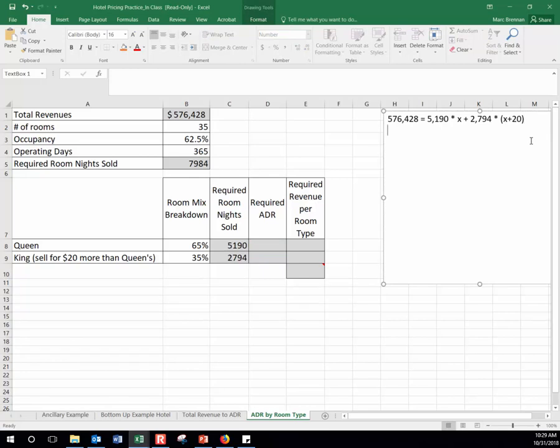So we'll keep $576,428, and that's going to equal, we can stick with 5,190 times X. That won't change for now. But now what we can do here, if you remember from your math courses, we can multiply our 2,794 by X, and then also 2,794 by 20. Okay? So if we do that, we should get 2,794 times X now.